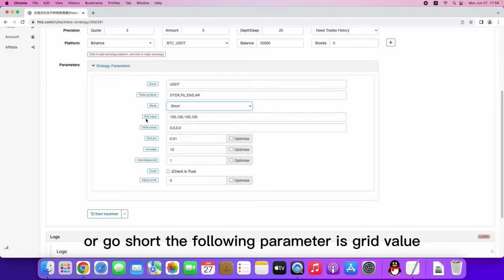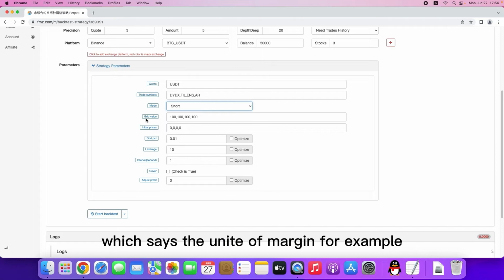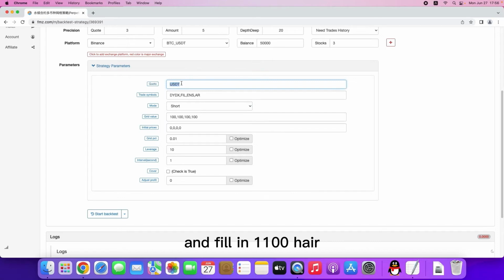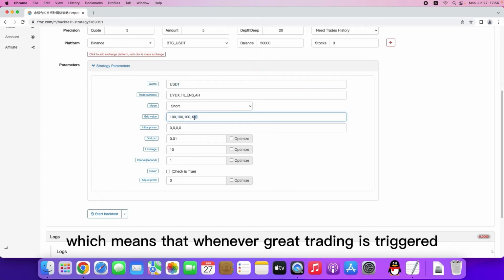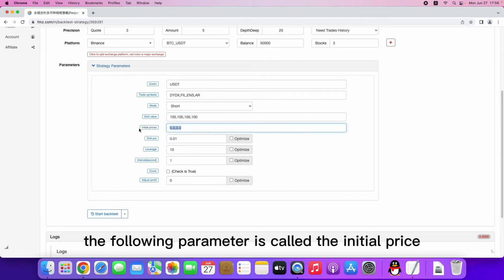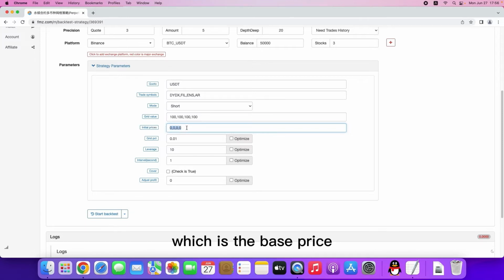The following parameter is grid value, which sets the unit of margin. For example, here we set margin of USDT and fill in 100 here, which means that whenever grid trading is triggered, the contract value of 100 USDT is traded. The following parameter is called the initial price, which is the base price. If the base price is filled with 0, it will use the current price as the base price automatically.